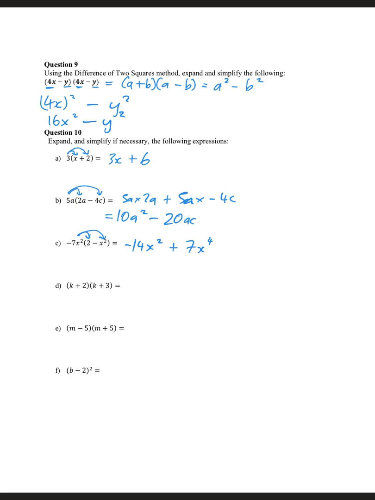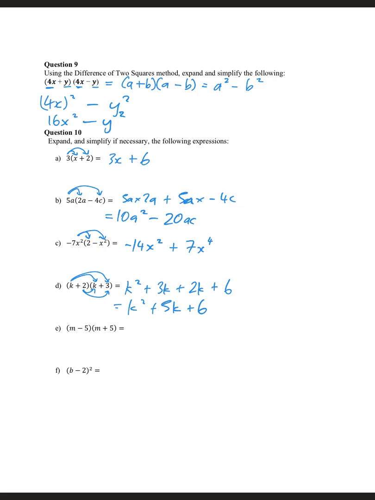We've got FOIL here, firsts, outers, inners, lasts. First is k times k squared, plus outers. K times 3 is 3k. Plus inners, 2 times by k is 2k, plus last 2 times by 3 is 6. So we've got k squared plus 5k plus 6.